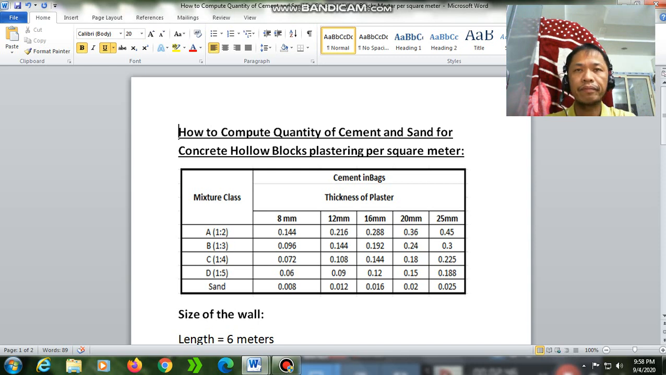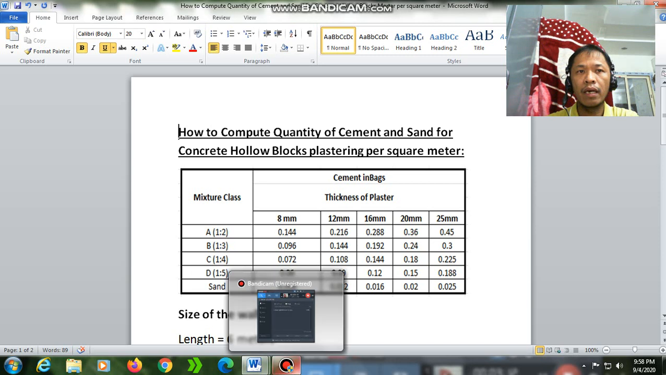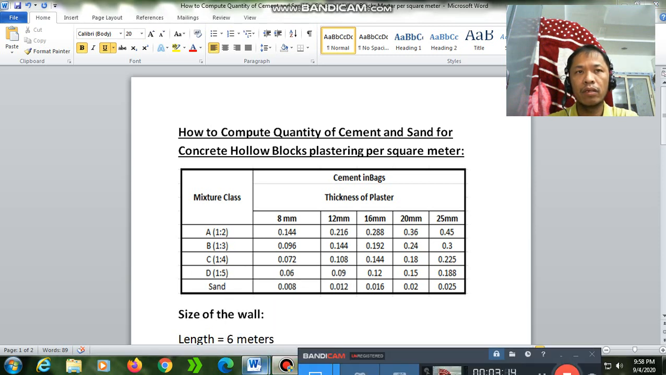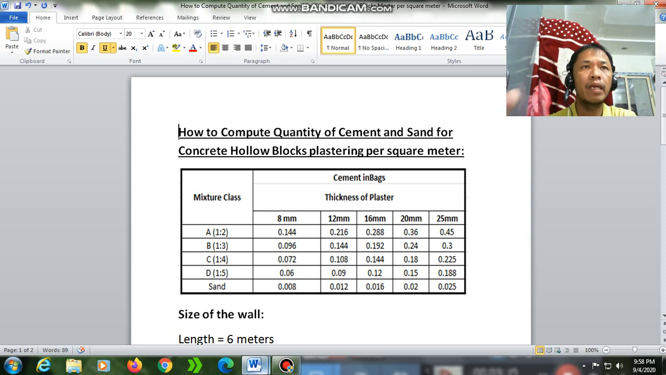So, ibig sabihin, square meter, ibig sabihin, kukunin natin yung area ng wall. Kasi in computing the quantity of cement and sand, we have two types: by using the volume and by area. So, mas madali yung by area. So, that's why I prefer to use by area.